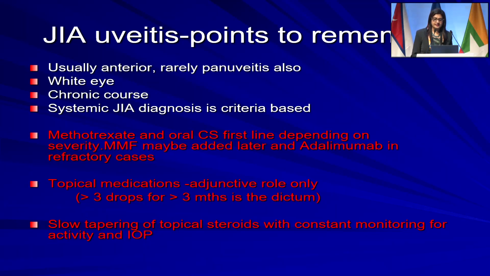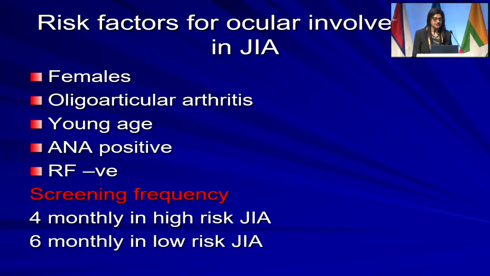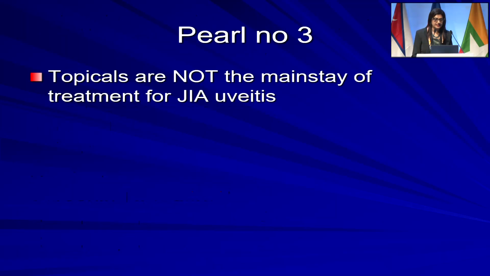Topical medications have only an adjunctive role, and slow tapering of topical steroid with constant monitoring for the eye activity and IOP is absolutely essential. We all know the risk factors: females, oligoarticular arthritis, young age, ANA positivity, RF negative. So in a high risk JIA, you need a 4-monthly screening, and in a low risk JIA, 6-monthly. So my pearl number 3 for you is that topicals are not the mainstay of treatment for JIA uveitis.